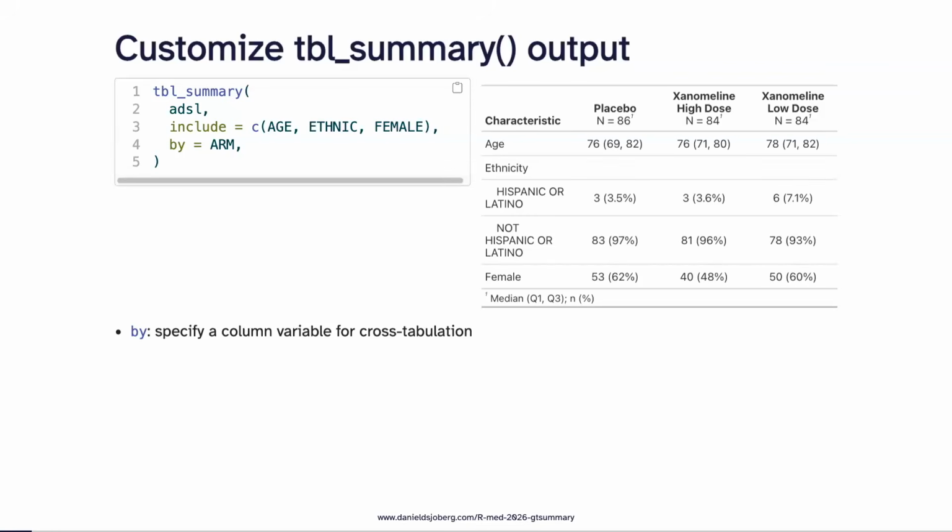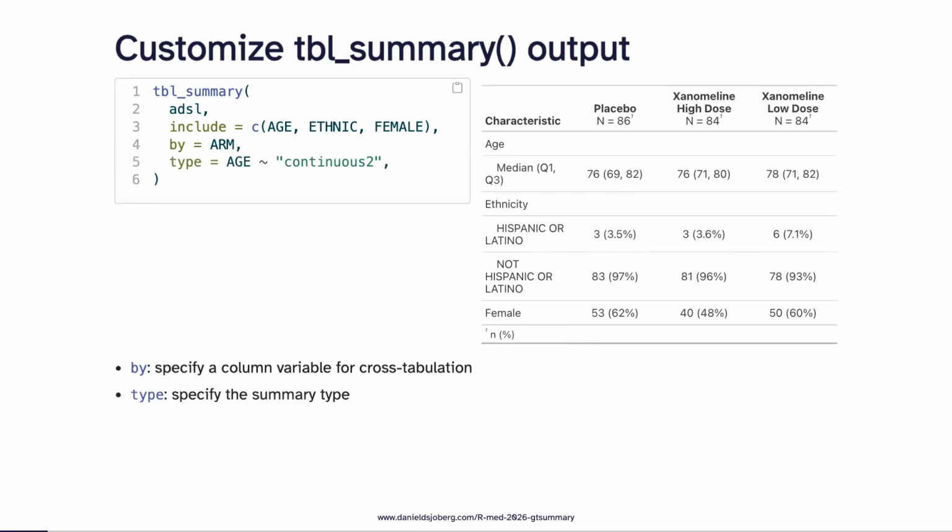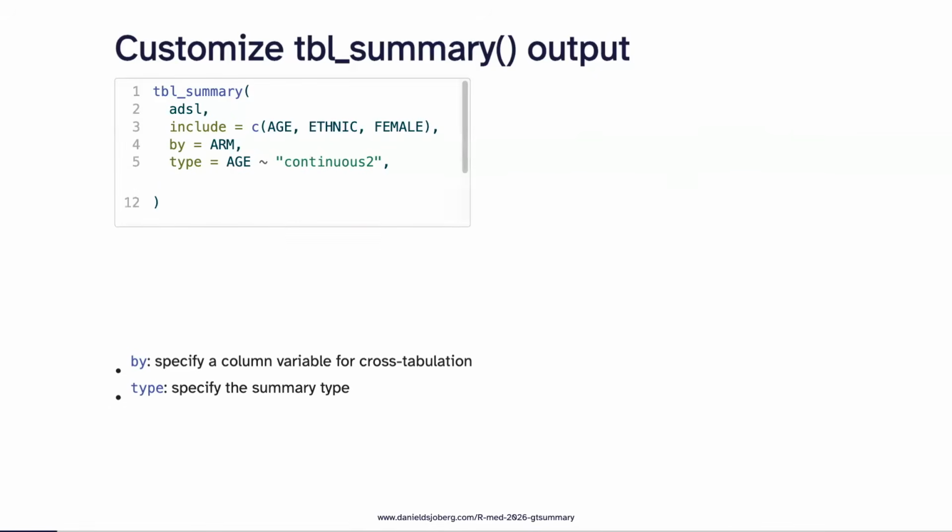So we have our placebo, our high dose, and our low dose active treatments there for you. So we've done that, because that's a very common thing, of course. And I mentioned our type continuous2. So rather than using the default where age is going to give us a median IQR on a single row, you now see that age is on 2 rows. And we're going to further customize that a little bit. So in this very basic customization, age is a header row, and below that, you have your median IQR.